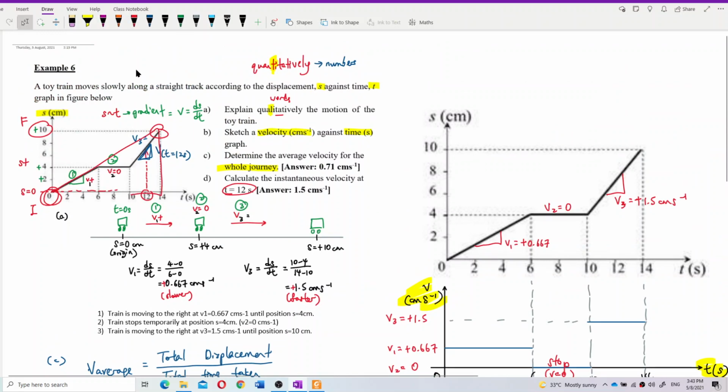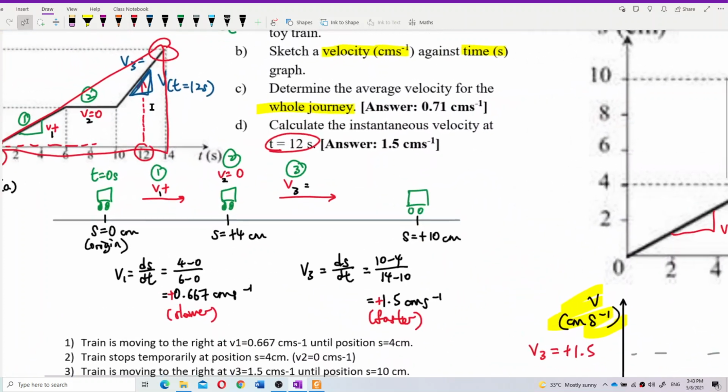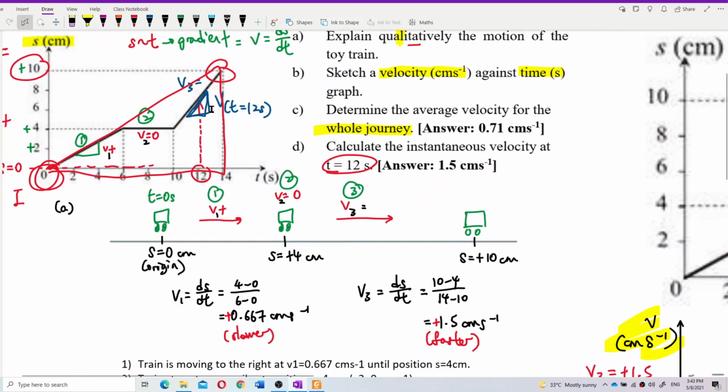You understand? We're taking from here up to here. Instantaneous is only at the 12 second only, the gradient at that point only. Okay, so that's all for this question.